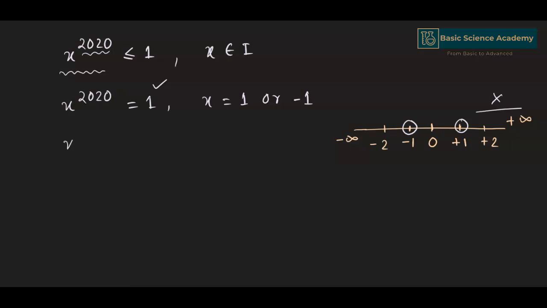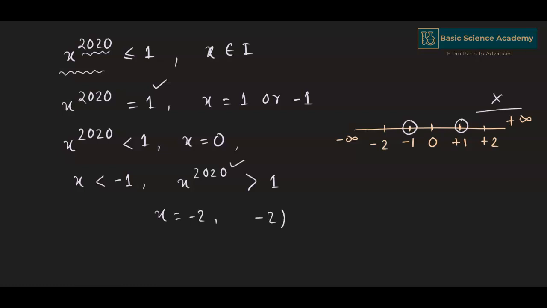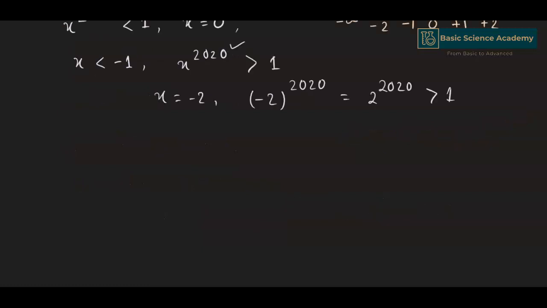Now we will consider x to the power of 2020 less than 1. This is possible only when x equals 0, because if we consider x less than minus 1, then x to the power of 2020 will be greater than 1, because the power is even. Let's take an example. For x equals minus 2, (minus 2) to the power of 2020 equals 2 to the power of 2020, which is greater than 1. Hence, the only possible values for x are plus 1, minus 1 and 0.